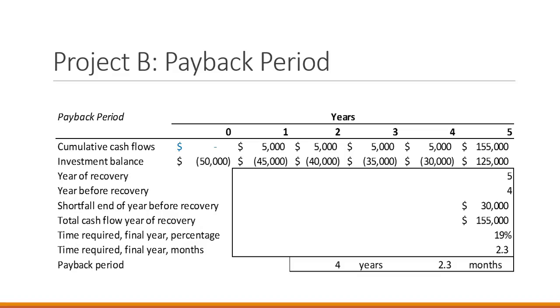Looking at the payback period, in the case of Project B, we need to get to year 5 for the investment balance to go positive. That means that we need 4 full years of cash flow, plus some portion of year 5. The additional cash we need in year 5 is $30,000. That was the shortfall in the investment balance at the end of year 4. As a percentage of the year 5 cash flow, that is 19%, which is 2.3 months. And the payback period for Project B is 4 years, 2.3 months.